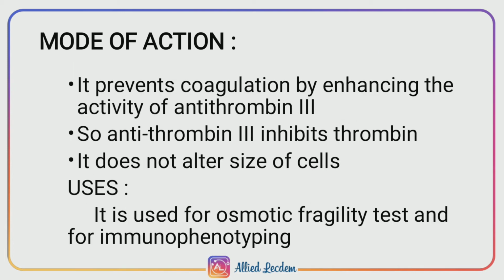Mode of action: heparin prevents coagulation by enhancing the activity of antithrombin 3, as it inhibits thrombin, and it is used for osmotic fragility test and for immunophenotyping, as it does not alter the size of the cells.